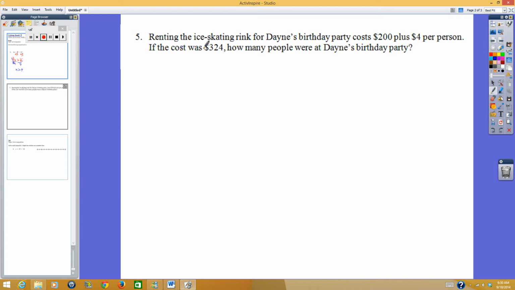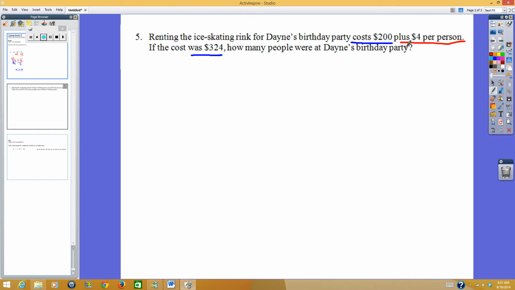Alright. Now this is the one where you have to read the word problem and write an inequality from it. So it says renting the ice skating rink for Dane's birthday party costs $200. That's important. Plus $4 per person. That sounds like my number that's changing. If the cost was $324, that's important also. How many people were at Dane's birthday party? This is a little tricky.